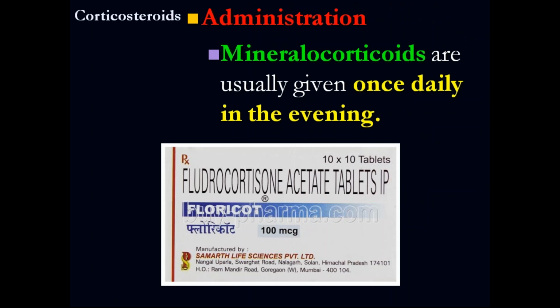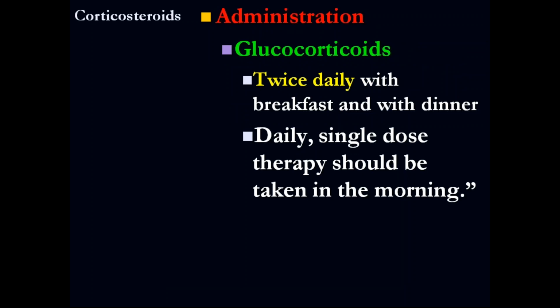Okay, so the administration of the mineralocorticoids usually is once daily in the evening. It doesn't really matter if you give it in the morning or night, but that is the mineralocorticoid. With the glucocorticoid, you have to follow the circadian rhythm. What is the circadian rhythm? Circadian rhythm is that you secrete more cortisol in the morning and less at night. That is our nature. So you need more cortisol in the morning than at night.